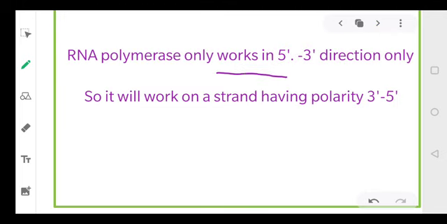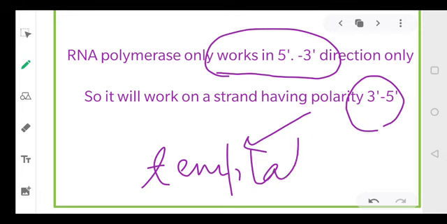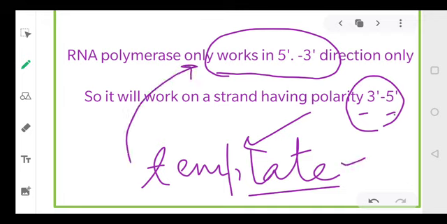Now, most important, RNA polymerase only works in the 5 prime to 3 prime direction. If you remember, DNA polymerase also works in the 5 prime to 3 prime direction. So RNA polymerase can only work from 5 prime to 3 prime, and that is why the strand which has a polarity from 3 prime to 5 prime will act as the template strand. Only this strand can act as a template strand, right, dear students? RNA polymerase can only act in the 5 prime to 3 prime direction.